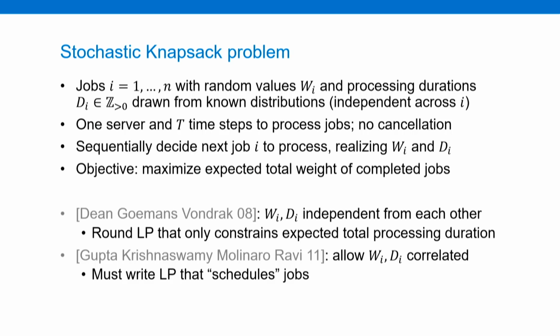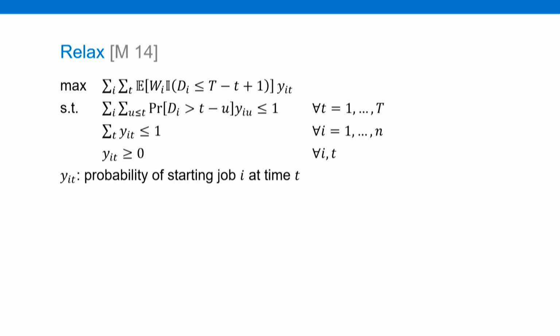So I'm going to now show you an improved form of this LP. And so now my decision variables aren't just which jobs I'm going to process. It's when I'm going to start each job. So now it's y_it. This is the probability of starting job i at time t.